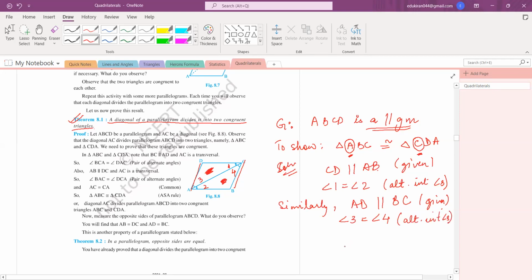Fine. So now see the two triangles. In triangle ABC and triangle CDA, now we have angle 1 is equal to angle 2. Then angle 3 is equal to angle 4. And one side is common. Which is the common side?